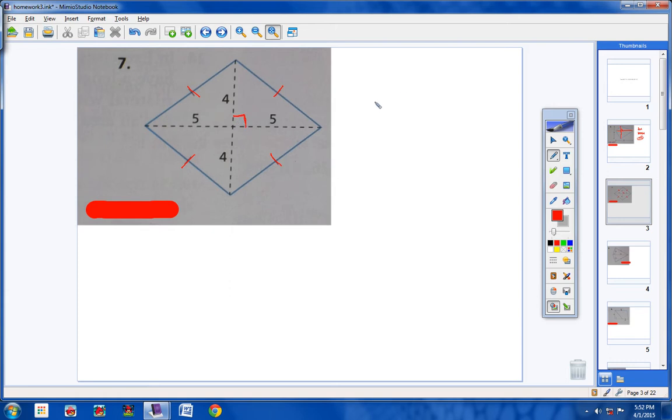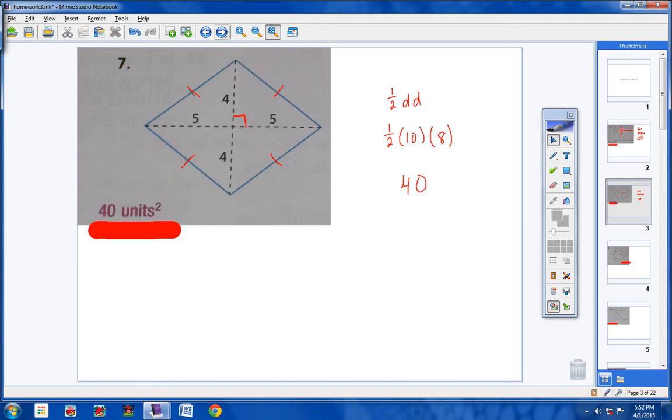So anytime a quadrilateral has perpendicular diagonals, the formula is 1/2 times the two diagonals. The length of one diagonal is 10, 5 plus 5. The length of the other diagonal is 8, 4 plus 4, which would give you a final answer of 40 square units.